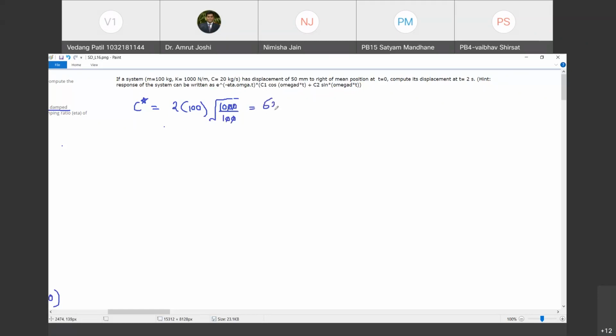632.455 kg per second. Do you agree with me? This is the value of critical damping.